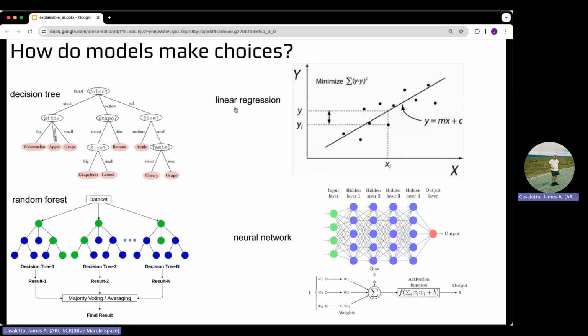How do models make choices? We use machine learning models to help us make decisions. The models themselves choose between multiple classes in classification or between multiple output values in regression. How do the models make those choices?